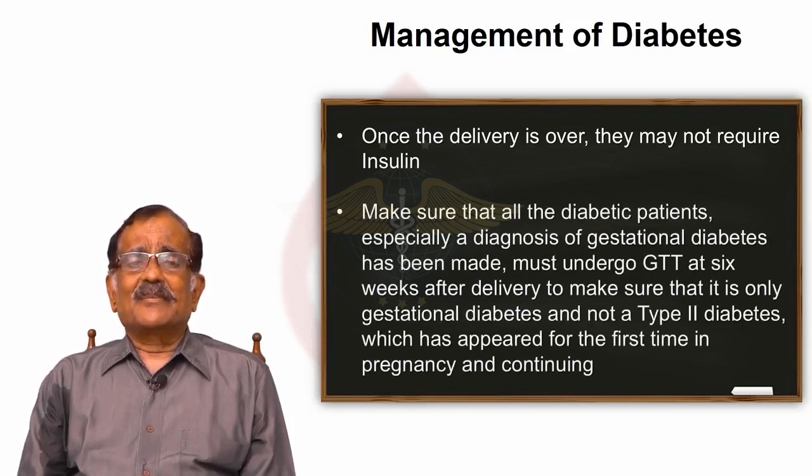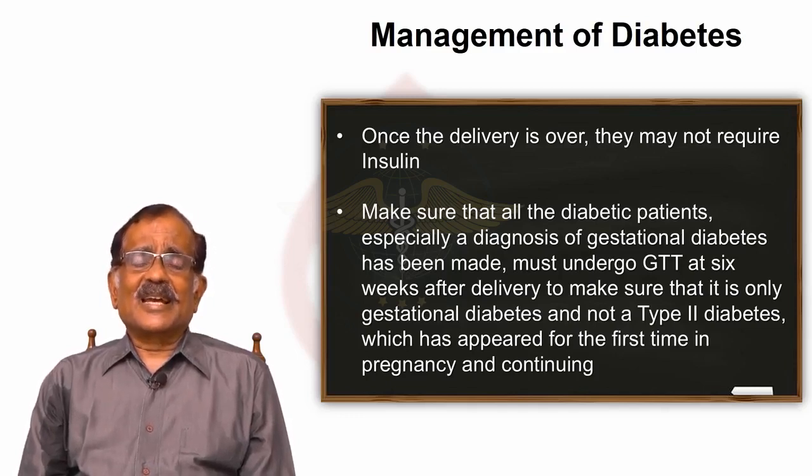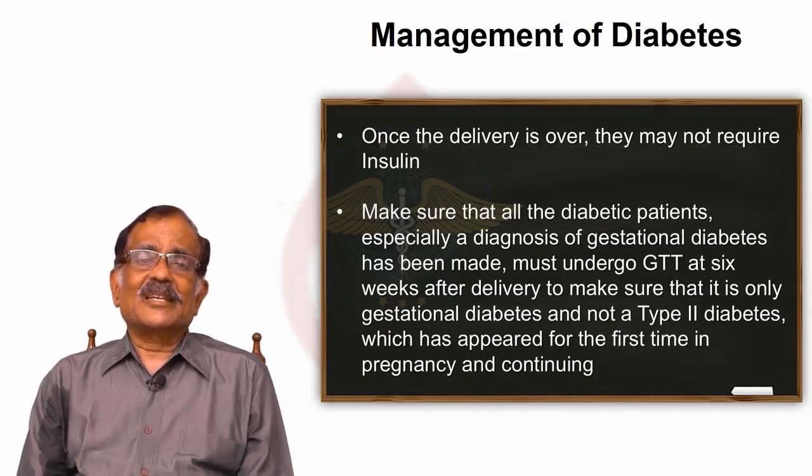And make sure that all patients in whom a diagnosis of gestational diabetes has been made must undergo a GTT at 6 weeks after delivery, to make sure that it is only gestational diabetes and not a type 2 diabetes which has appeared for the first time in pregnancy and is continuing. So the management of pregnancy-related diabetes extends up to 6 weeks after delivery, till you can confirm whether it is a case of gestational diabetes or not.